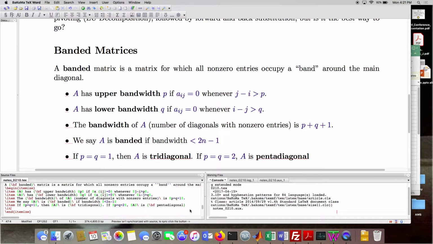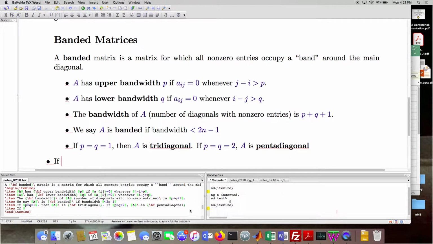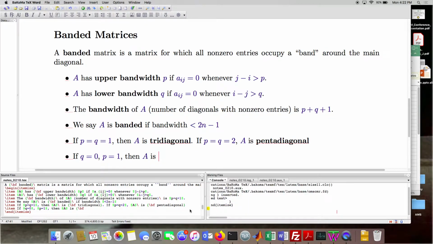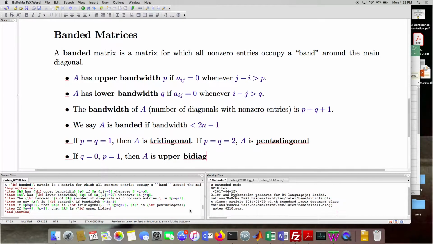Okay. Other ones of interest that come up. If the lower bandwidth is 0, which would make it upper triangular, but P is equal to 1, that is upper bidiagonal. So bidiagonal matrices come up when computing certain matrix factorizations. So you just have a main diagonal and one diagonal above. Similarly, if it's the opposite, Q is 1, P is 0, then it's lower bidiagonal. So these are certain terms that come up.